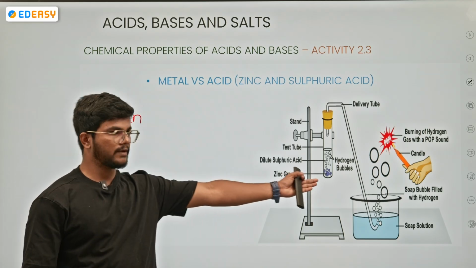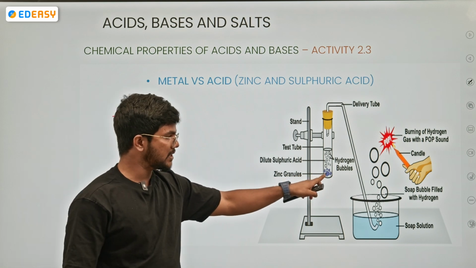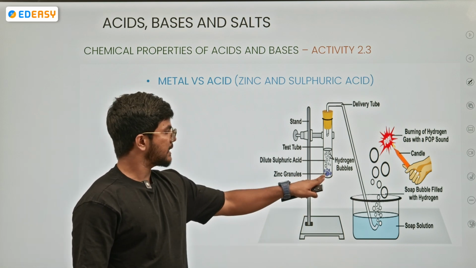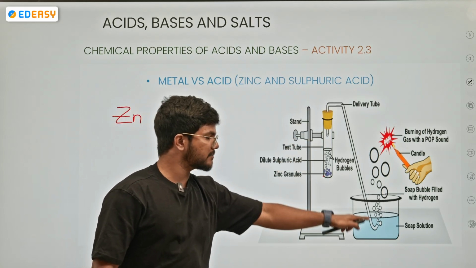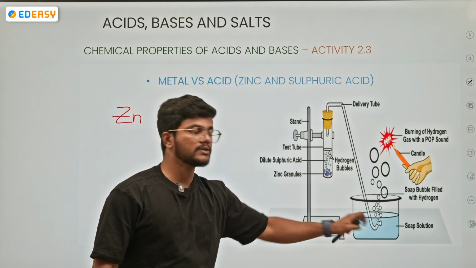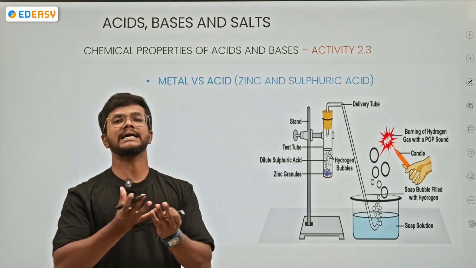Here we also have an experiment, activity 2.3. Zinc granules react with dilute sulfuric acid. It produces a gas that is transferred into soap solution. Why are we using soap solution? Because it traps the gas.